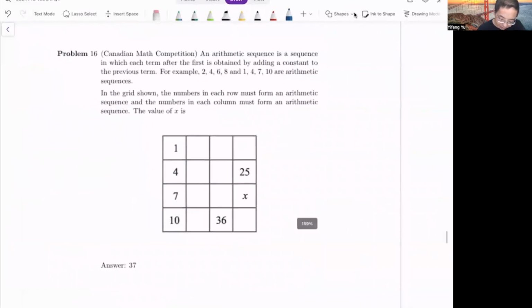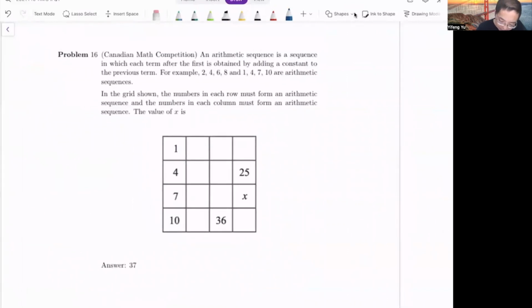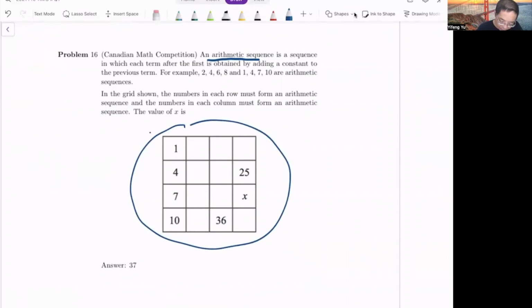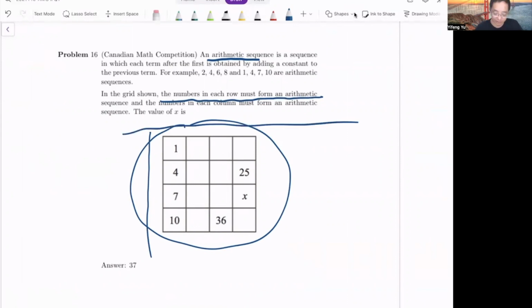Question number 16. Here again, we are dealing with arithmetic sequences. Also, here we have an array of numbers. It says the numbers in each row must form an arithmetic sequence, and the numbers in each column also form an arithmetic sequence. Look at this one: 1, 4, 7, and 10. Each time you just add 3, an arithmetic sequence. And this also has to be an arithmetic sequence.